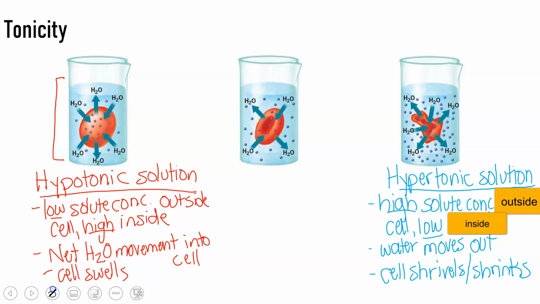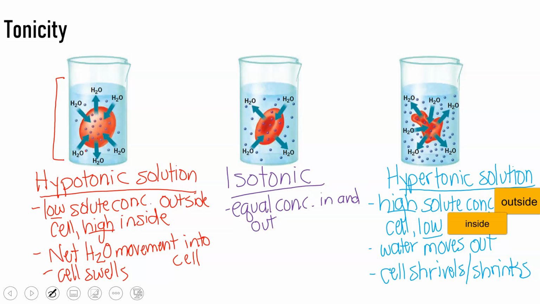So then lastly, we have this other solution, okay? This solution is called isotonic, okay? And in an isotonic solution, there is an equal concentration of solutes in and out of the cell. In other words, we could say that in an isotonic solution, the cell is at equilibrium.